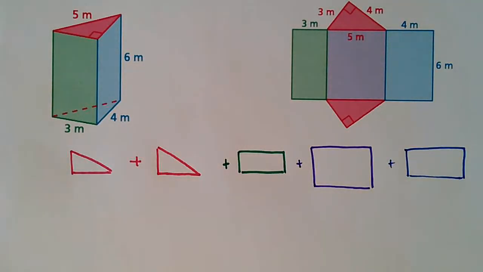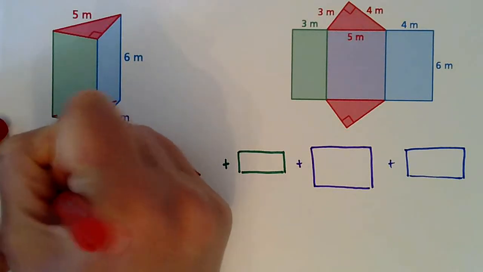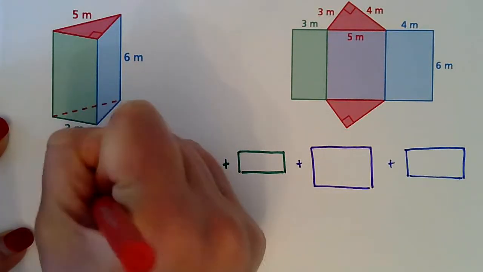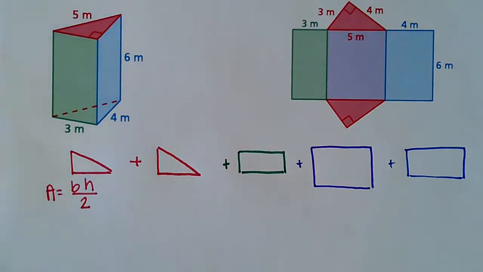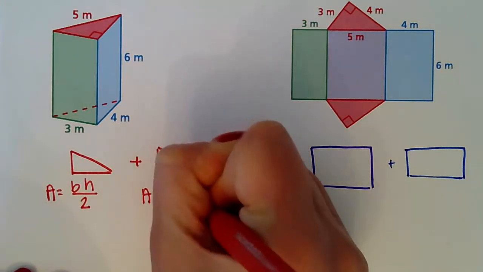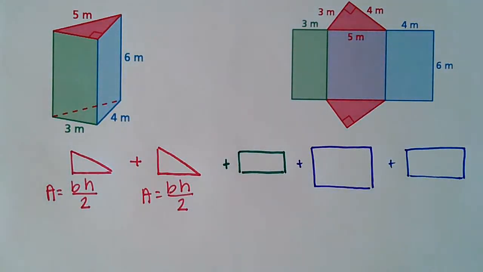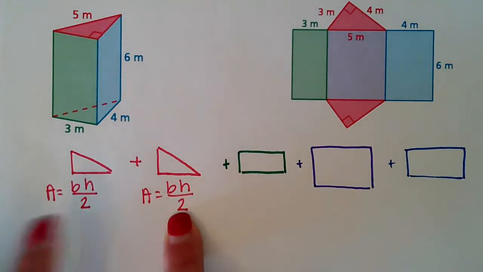Okay, so let's take a look at our dimensions. First thing we want to do is write down what our formula is. So to find the area of a triangle, I'm going to use the formula base times height divided by 2. And I'm going to do that for both of my triangles. Remember, my triangles should have the same dimension. If I do this correctly, these numbers should be the same.